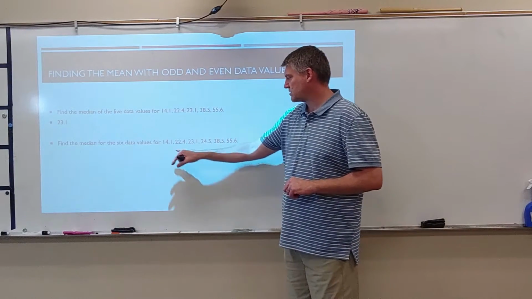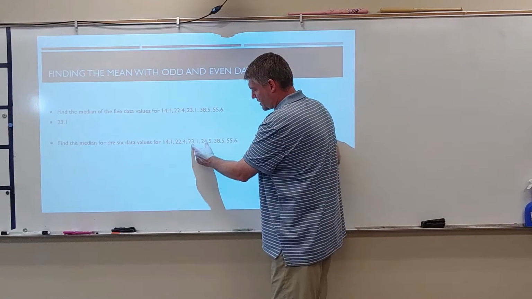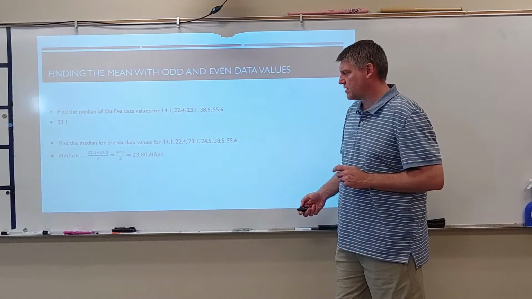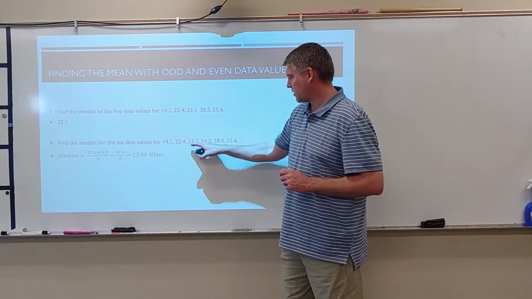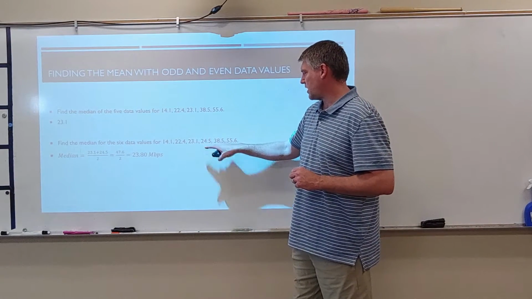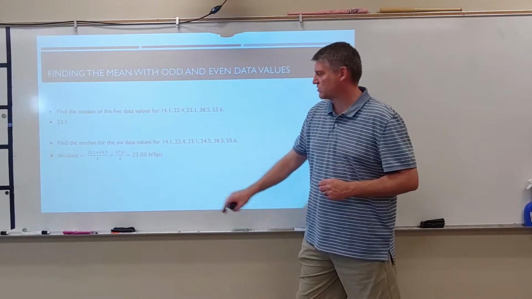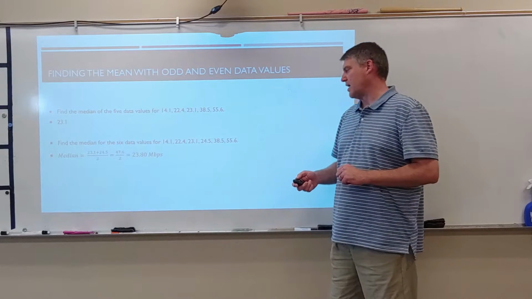Now I have 6 values: 1, 2, 3, 4, 5, 6. Right here are my two middle values. I'm going to add those together and divide by 2, so I'm finding the mean. 23.1 plus 24.5 gives 47.6. Divide that by 2, and I get 23.80 Mbps.